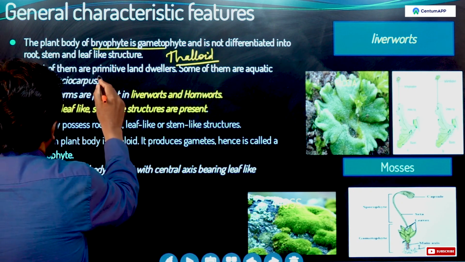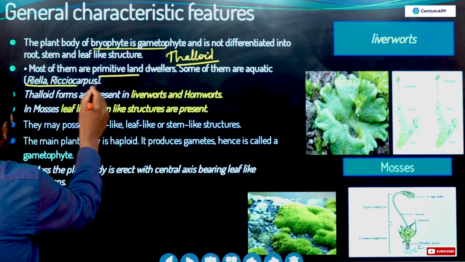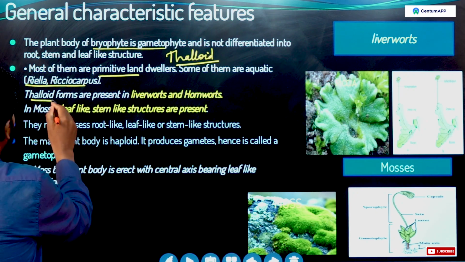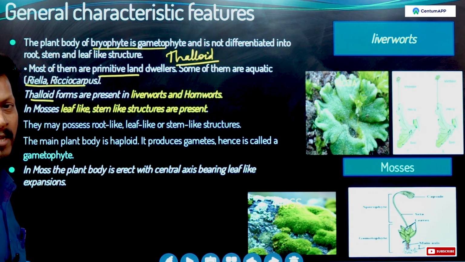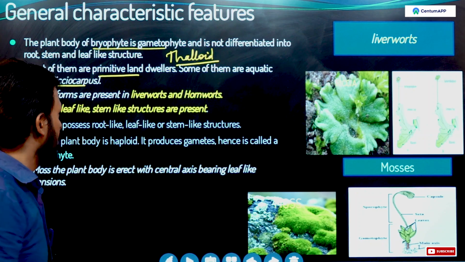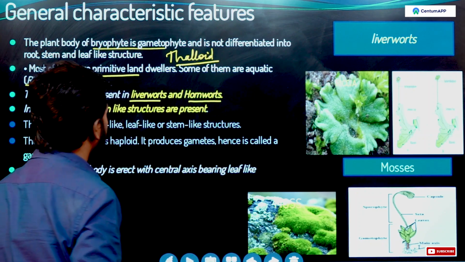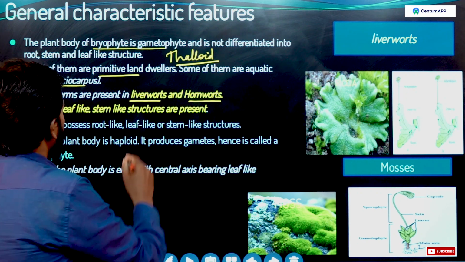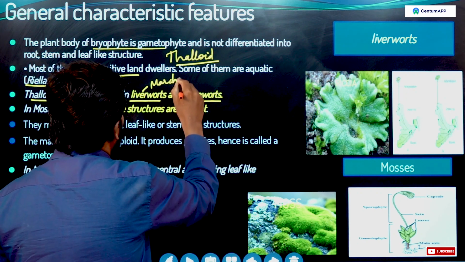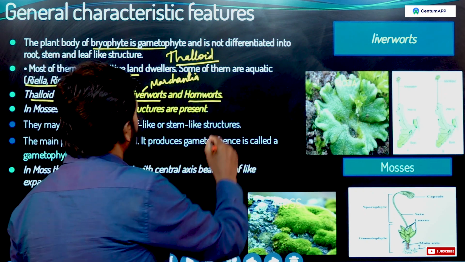Most of them are primitive land and aquatic forms, like Riella and Ricciocarpus, as well as thalloid forms. Thalloid means root-like, stem-like or leaf-like, that is false root, false stems and false leaves, like liverworts and hornworts. Liverworts, for example, Marchantia. Hornwort, Anthoceros.